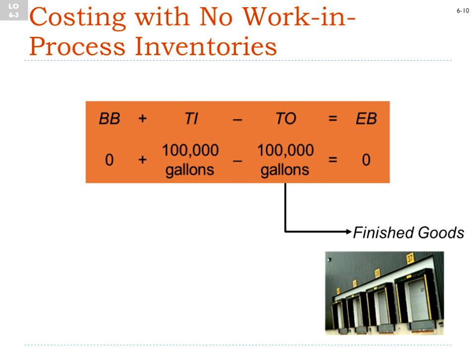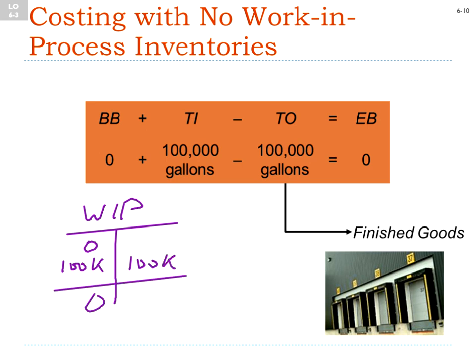So this slide shows us the data for our work in process account. So our work in process T account will look like this. We had a beginning balance of 0. We transferred in 100,000 gallons. Then we transferred out 100,000 gallons. So at the end of the month, we have 0 ending balance.